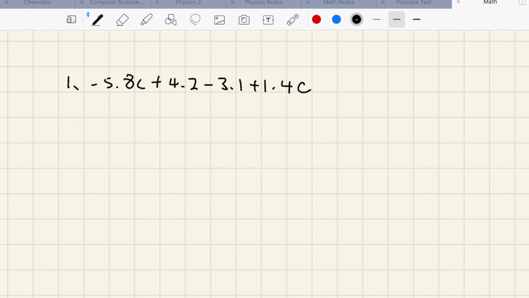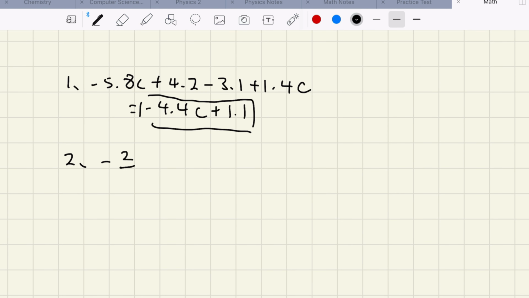So negative 5.8c plus 1.4c will get you, let's see, negative 4.4c. And 4.2 minus 3.1, I believe that's just 1.1. So that is negative 4.4c plus 1.1. That's our answer. So let's do this with maybe fractions.